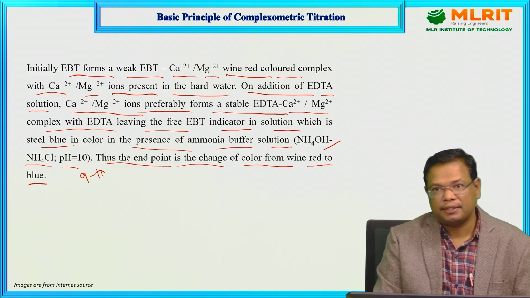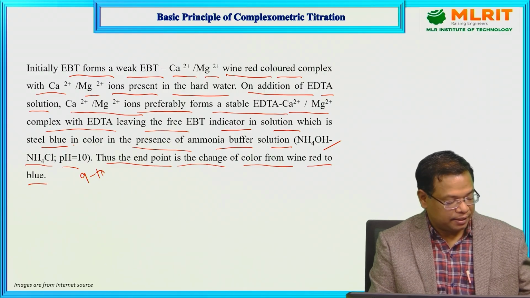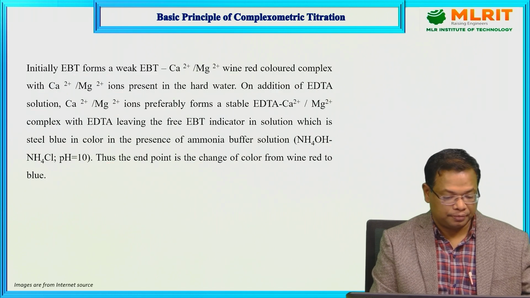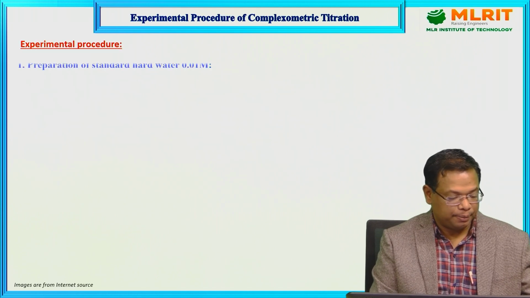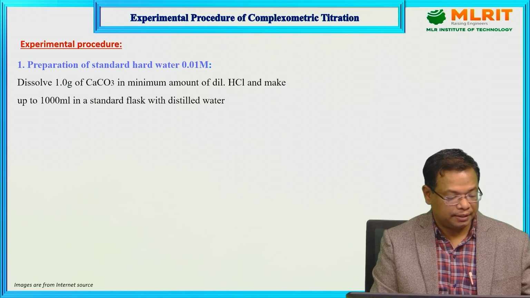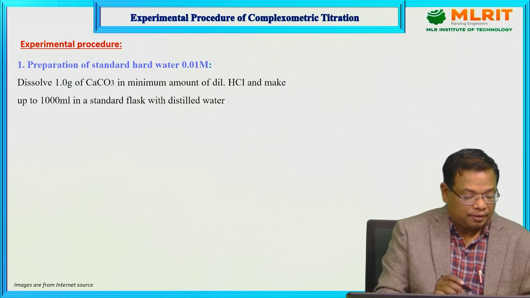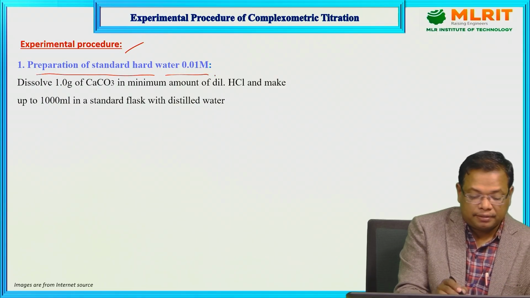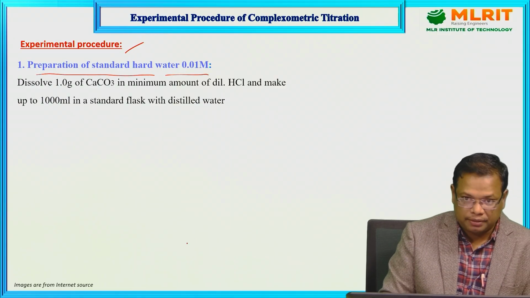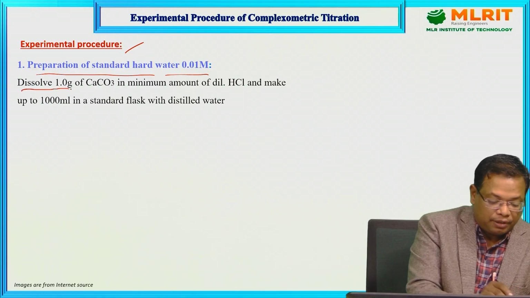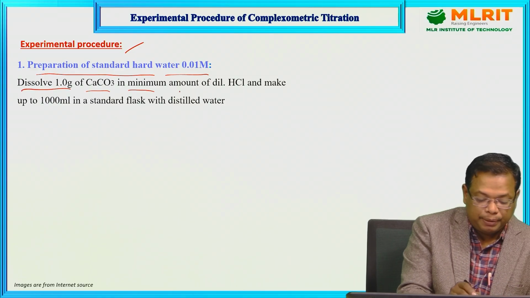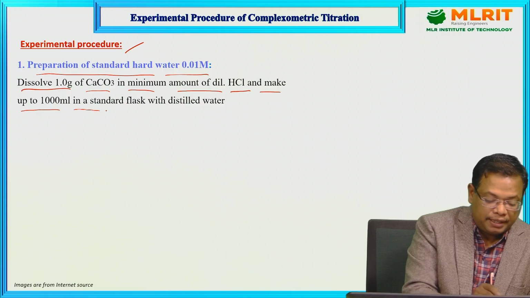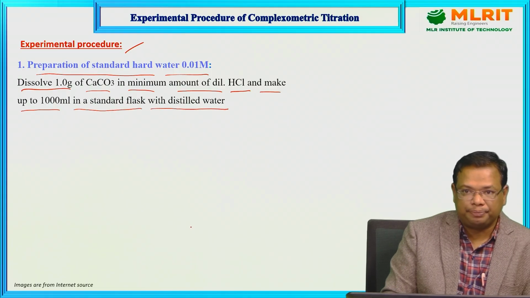So this is the reaction that actually happens in the complexometric titration. Now, the experimental procedure. Preparation of the standard hard water, 0.01 molar. Dissolve 1.0 gram of CaCO3 in a minimum amount of dilute HCl and make up to 1000 ml in a standard flask with distilled water.